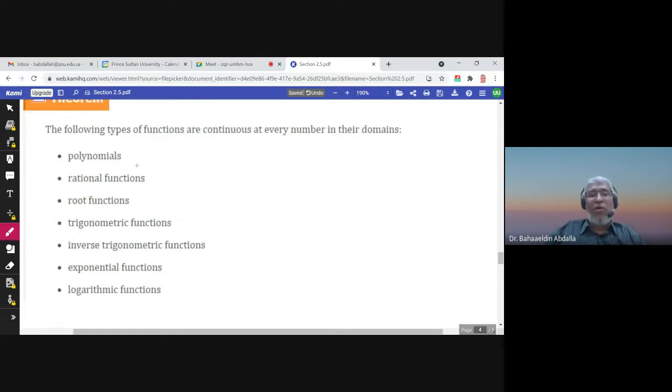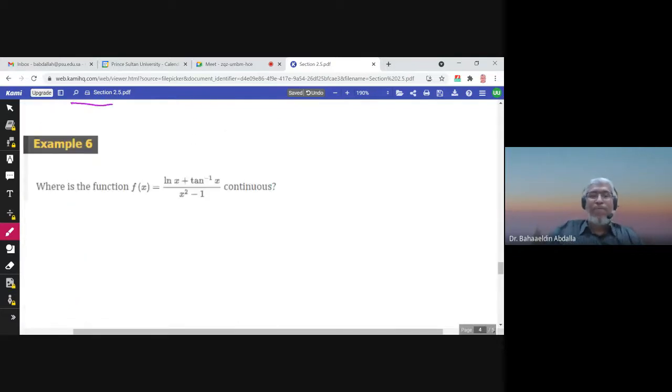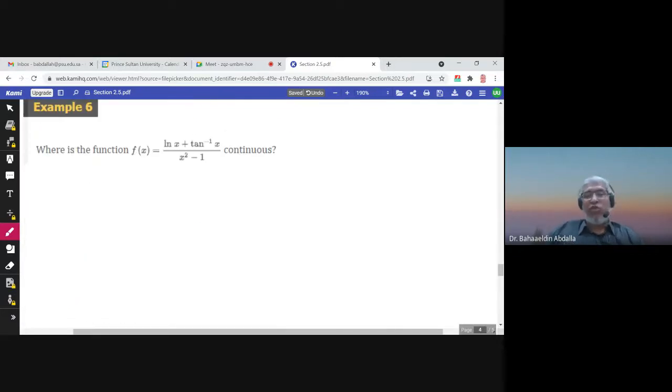Another theorem: all these functions, polynomials, rational functions (polynomial over polynomial), root functions like square root and cube root, trigonometric functions like sine, cosine, tan, inverse trigonometric functions like sine inverse, cosine inverse, tan inverse, exponential functions like e to the x and 2 to the power x, and logarithmic functions like ln x and log x to the base 5, are continuous at every number in their domains. So they are continuous on their domains. So where is this function continuous?